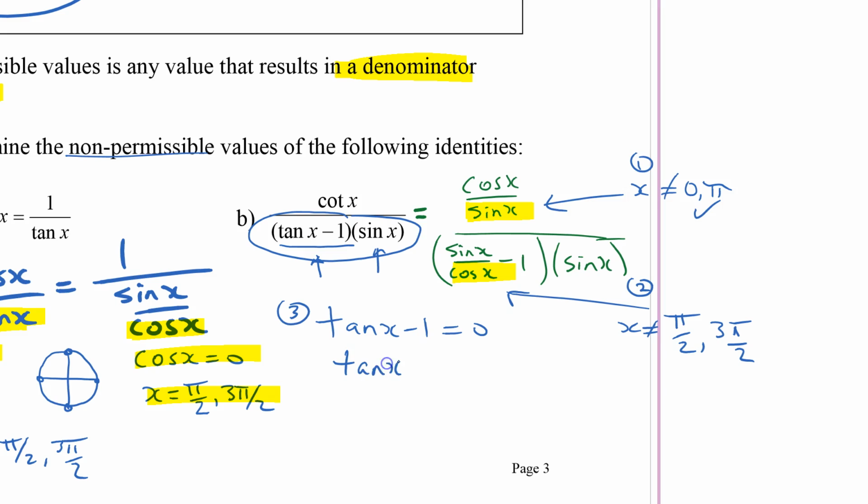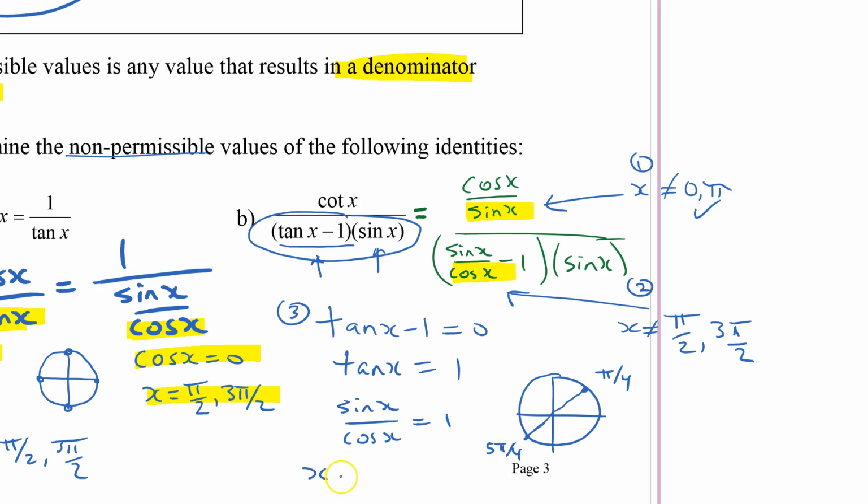Well, if I solve for tan of x, it is equal to 1. Or when is the sine of x over the cos of x equal to 1? When are they equal? So looking at my unit circle here, it's going to be this value here when both are equal to root 2 over 2, and that's at pi over 4. And the other value is over here at, what would that be, 5 pi over 4. So I'll say x cannot be equal to pi over 4 and 5 pi over 4.